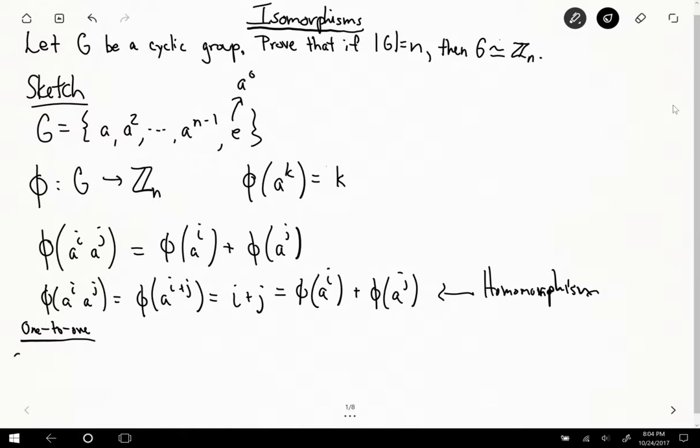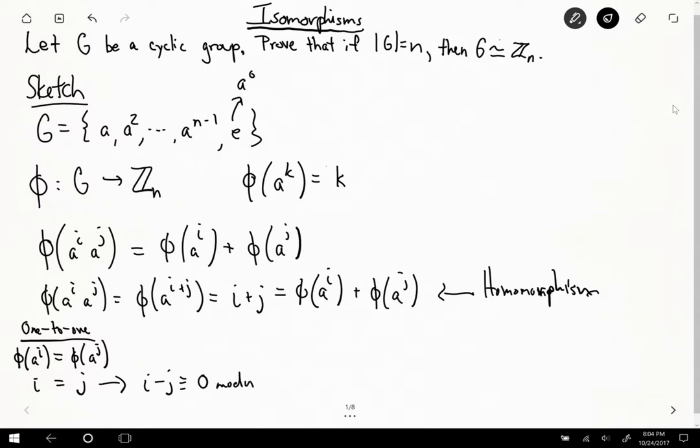And how do you show one-to-one? Well, you assume that you have phi of a to the i equaling phi of a to the j. Well, that means that i is equal to j, and remember we're talking mod n. So at the end of the day, what does this mean? Well, this means that i minus j is equivalent to 0 mod n.